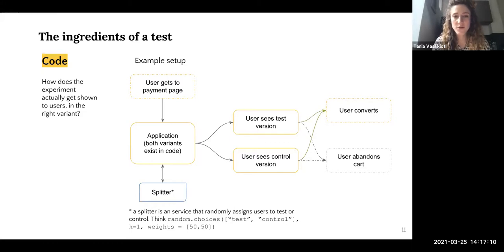We also should be careful that we don't introduce some kind of biases in how we assign users into different groups. It's supposed to be completely randomized. That's why it's called a randomized controlled experiment. So usually we'd use some kind of external splitter, which is essentially just a random.choice function that tells us that this user will be in control, this user will be in test with these probabilities. And then based on this assignment that we receive, we direct the user into either the test variation or the control variation, and then either of those could convert or not convert.